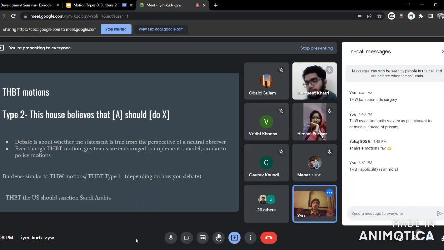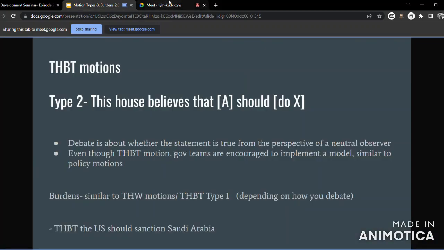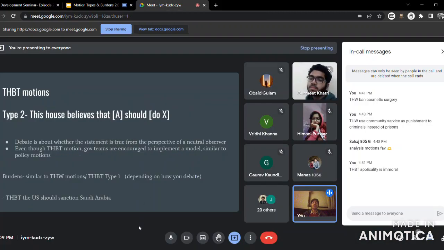So the debate is still broadly about truth and falseness, but it's about whether you should do this thing or not. So this debate is about whether the statement is true from a neutral perspective. If the debate is this house believes that the US should sanction Saudi Arabia, you discuss what would be the implications of this, whether that's good for the stakeholders involved or not, and things like that, right? So even though it's a this house believes that motion, it resembles more of a policy motion. So gov teams are encouraged to implement a model here, even though it's not a this house would motion.